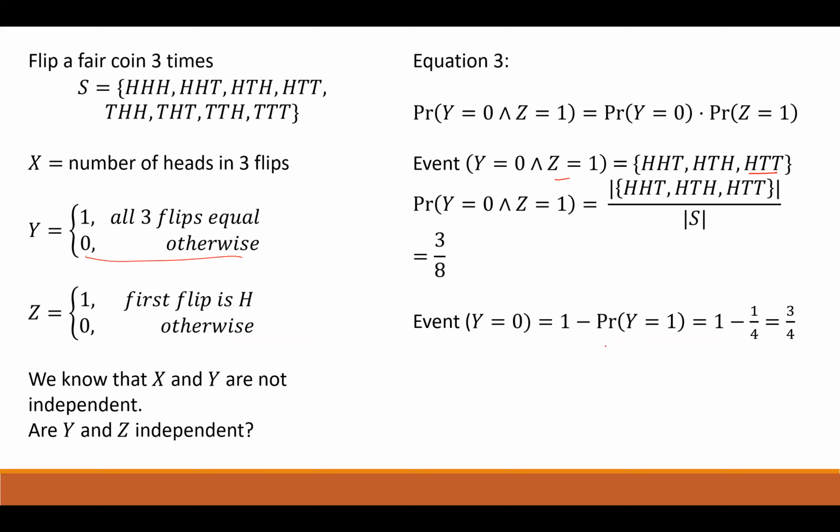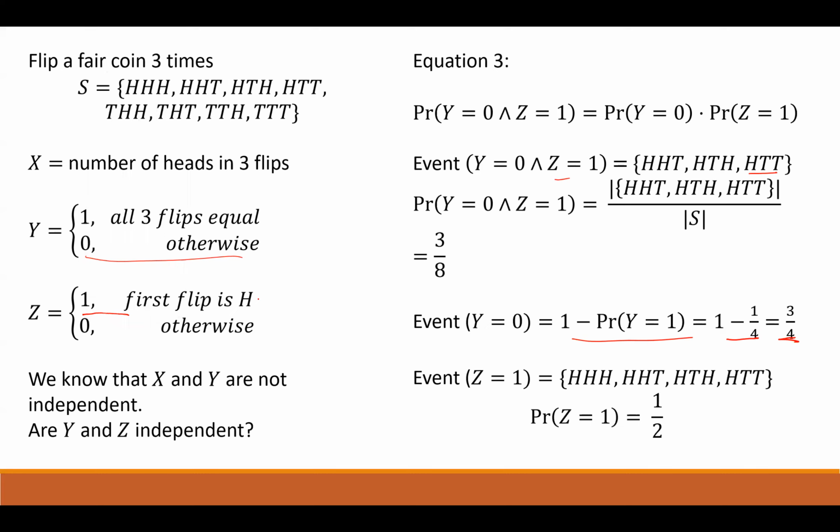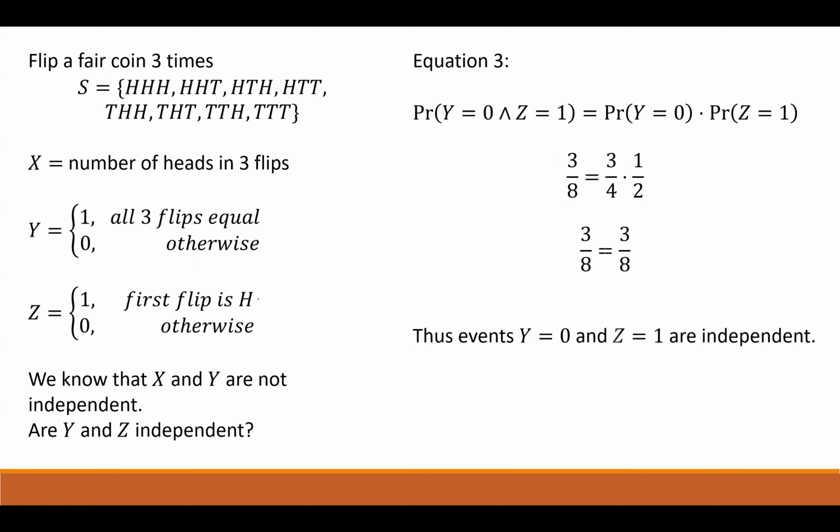Event Y equals 0, well, we can use the complement rule here. So this gives me 1 minus 1/4, which is 3/4. Z equal to 1, we could have used the complement rule, but the probability is 1/2. 3/4 times 1/2 is equal to 3/8. So that means these events Y equal to 0 and Z equal to 1 are independent. Okay, so we have 3 equations down and 1 to go.